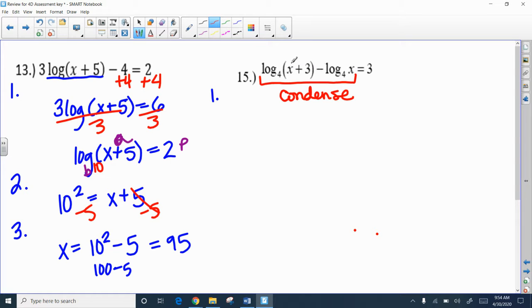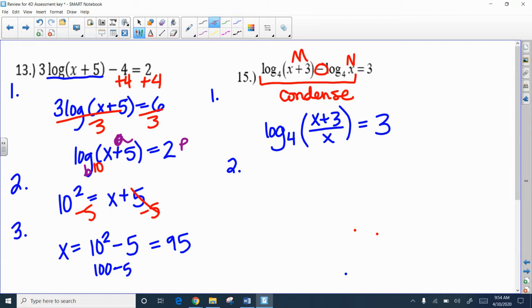So remember, the property we'd be using here, we have log base b of m minus log base b of n. So if I were to condense this into one logarithm, it'd stay log base 4. It'd be m divided by n. So x plus 3 divided by x. We have log base 4 of x plus 3 divided by x equals 3. All right, so that's step 1. So then step 2, we want to change it to exponential form. So this is in log form, log base b of a equals p.